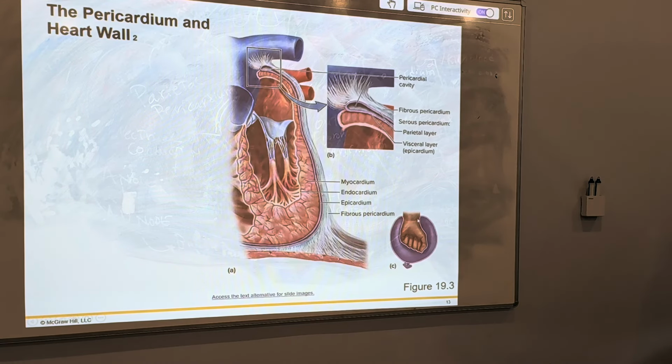So you see here my fist? The fist is punching down on this balloon. There is a layer touching the fist known as the visceral pericardium, and then there's a layer on the outside known as the parietal pericardium. This is the fibrous, you see, and there's a fibrous layer on the outside.